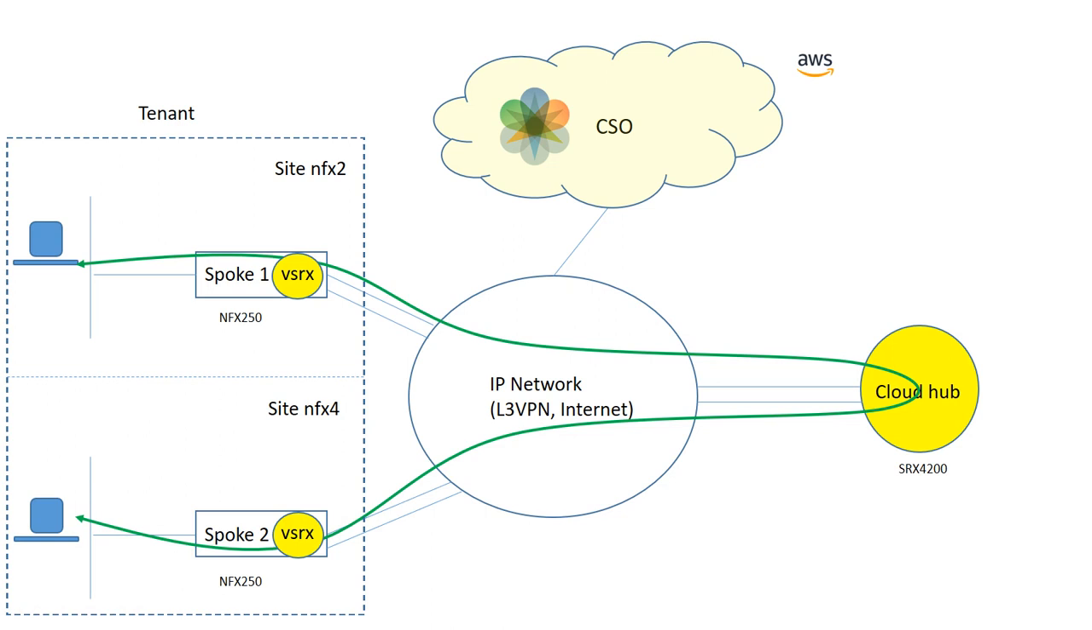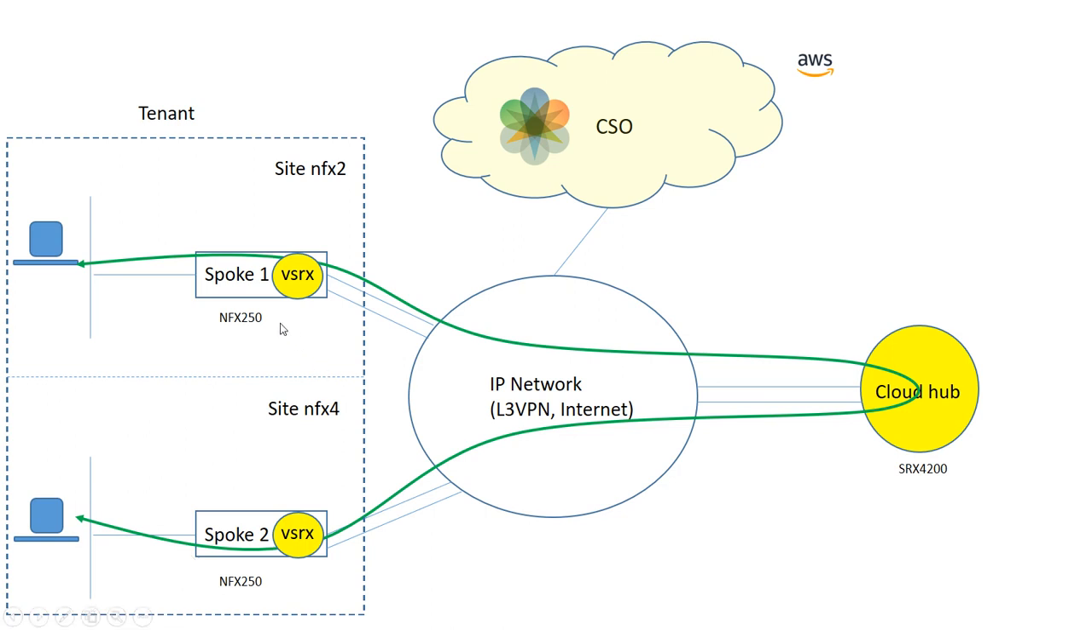what SD-WAN is about. So I'm going to use a very simple example with hub and spoke topology. Obviously, CSO supports full mesh as well. So we have a tenant. That tenant has two sites. Those two sites want to communicate bidirectionally.